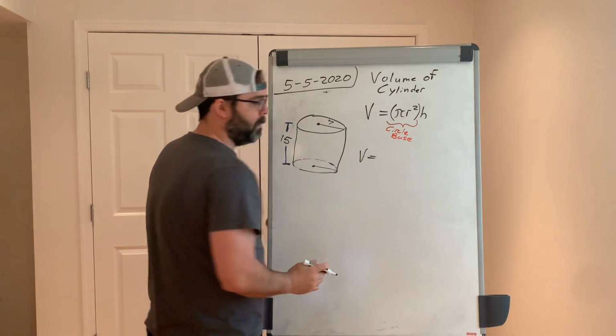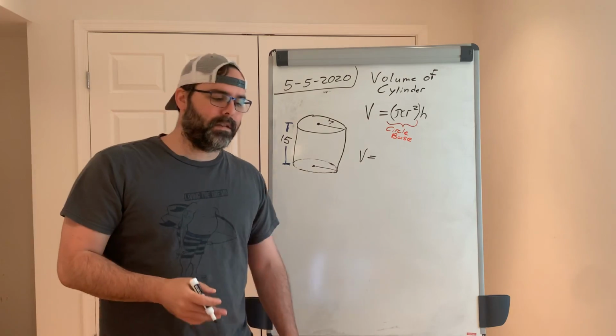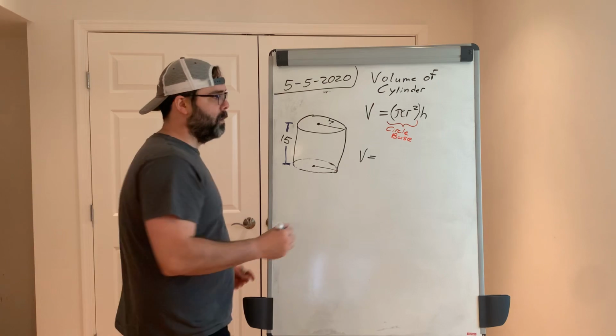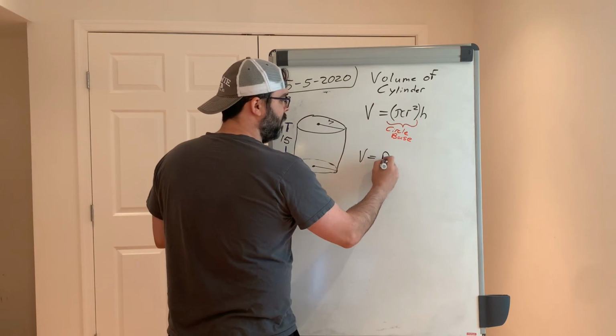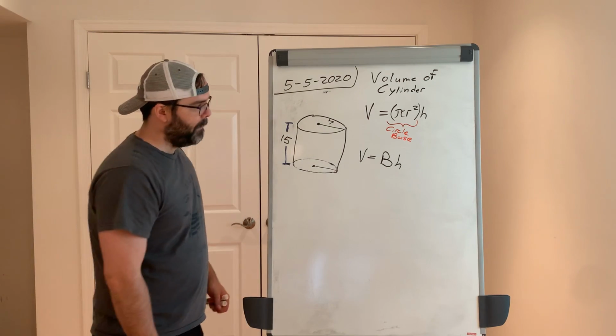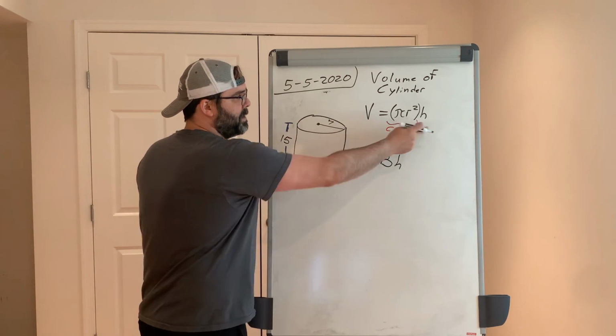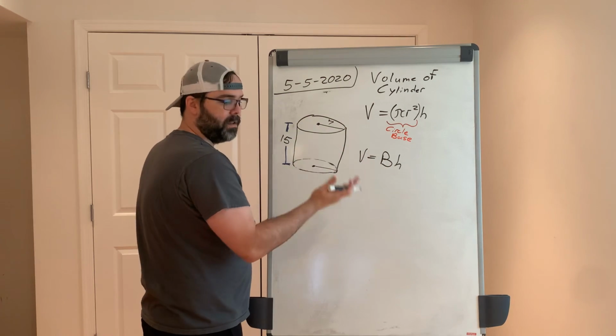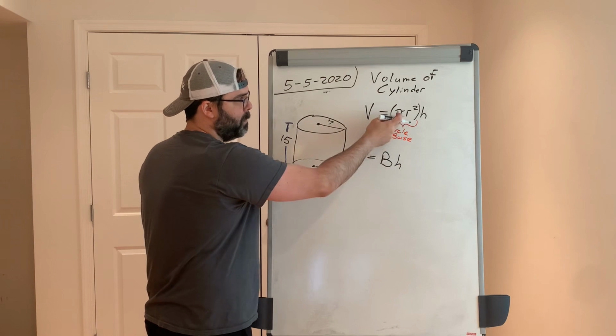Volume equals, now, when you guys take standardized tests or whatever, they're not going to give you this formula. They're going to give you this formula. Volume equals capital B for base times the height. Now, this is the same as this, but the base is a circle. So we can replace this B with this.